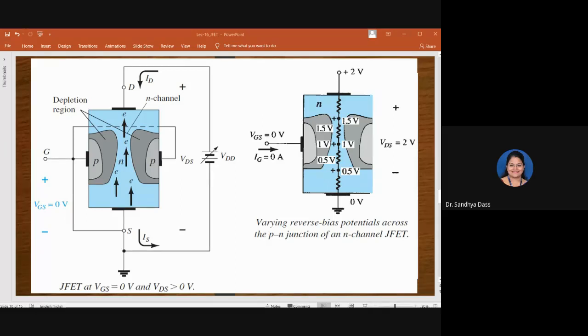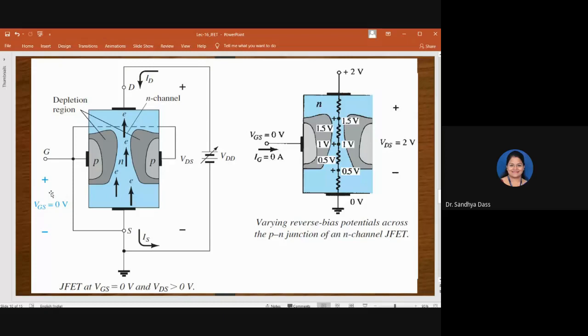Thank you. So observe the figure there. As I mentioned, during biasing, when we apply voltage across drain and source, that is VDD, inside, it is an N channel, right? And the majority charge carriers in N type material are, yes, electrons, right?